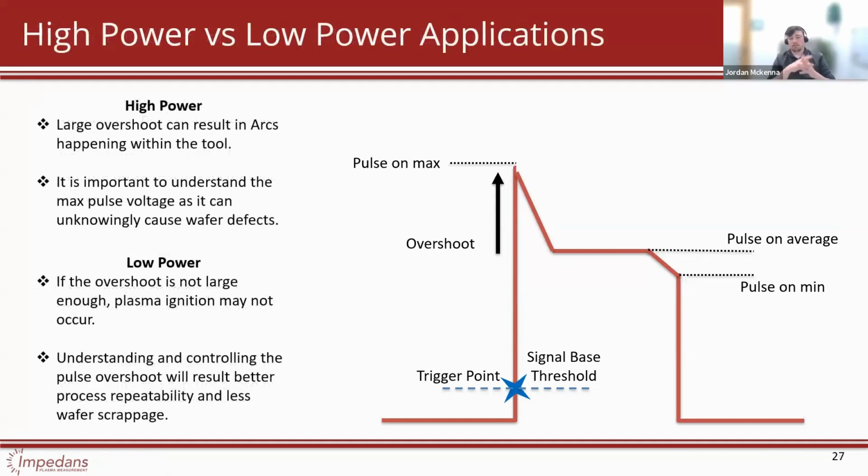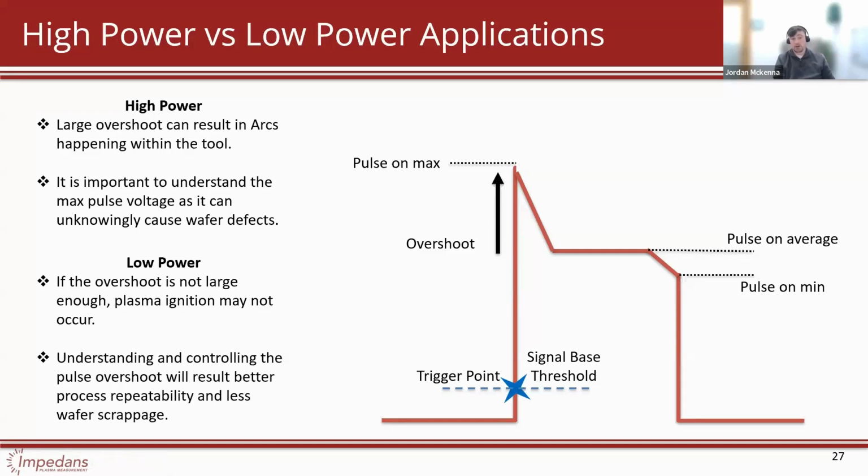Well, let's talk about high power applications versus low power applications. If we're in a high power application, then a large overshoot can actually result in arcs happening within the tool. So it's important to understand this max pulse voltage, as it can unknowingly cause wafer defects. Similarly, let's flip the switch, and if we go to a low power application, if the overshoot is not large enough, then plasma ignition may not occur. So understanding and controlling the pulse overshoot will result in better process repeatability and less wafer scrappage.